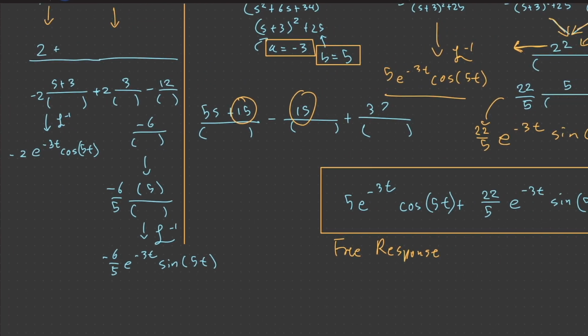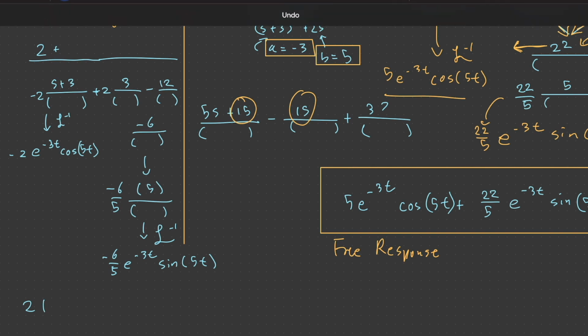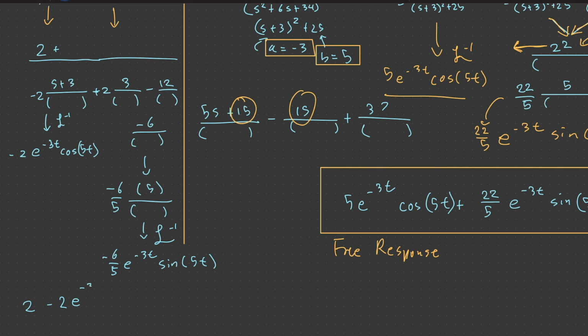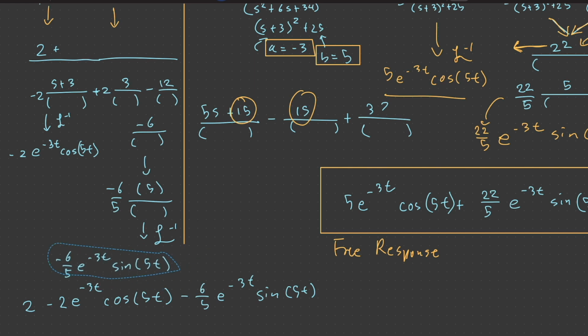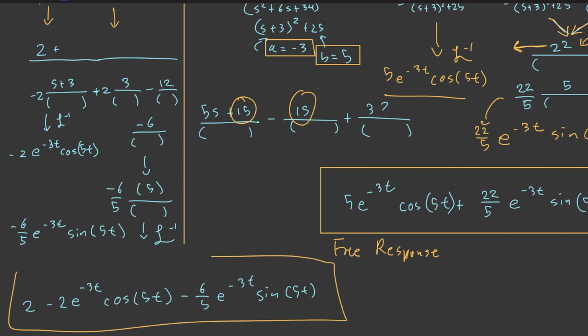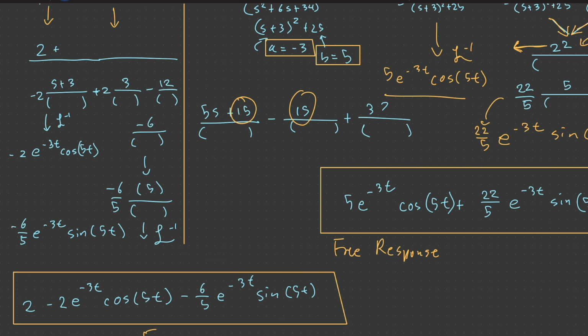So the forced response portion will be 2 plus, this is a minus 2e to the negative 3t cosine of 5t, and minus 6/5 e to the negative 3t sine of 5t. Let me just go ahead and verify that that is correct with Matlab. And yes, indeed, we did everything correctly. Okay, nice. Let me just make this look a little bit prettier. I'll move that out of the way, and let's box this off so we can see clearly that this is our forced response.